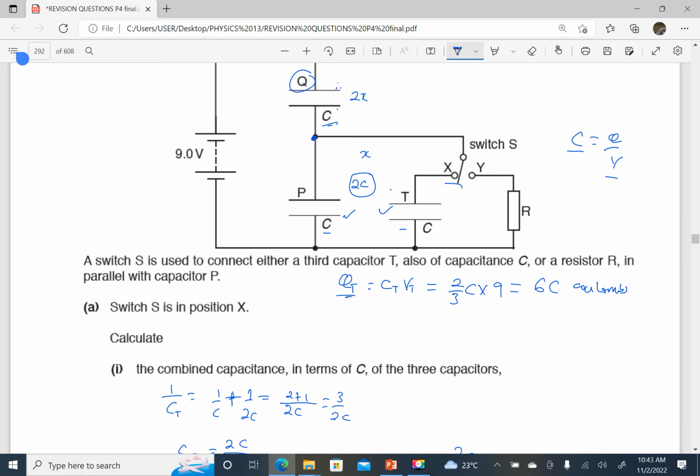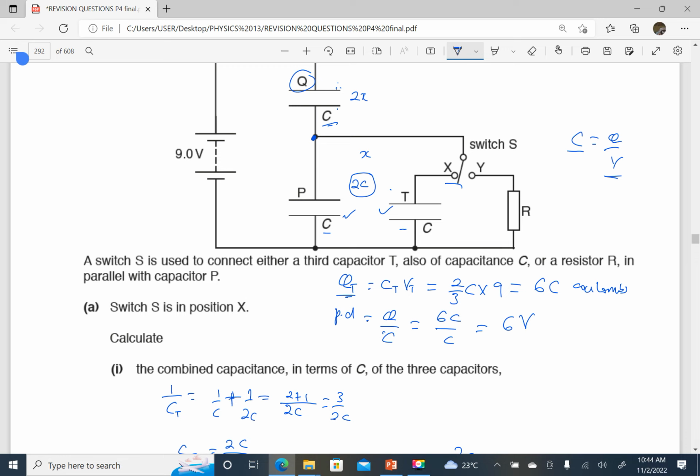Therefore, if I want to find the PD across Q, from this formula, the PD is going to be Q over C, which is going to be total charge 6C, because all the charge appears on Q, divided by C, which still gives you 6 volts. So you can use total charge because it is in series with the battery, it receives all the charge.